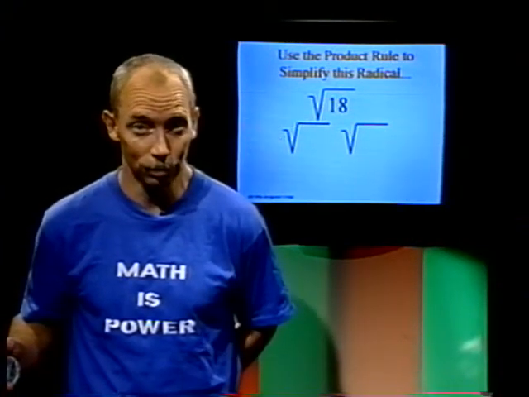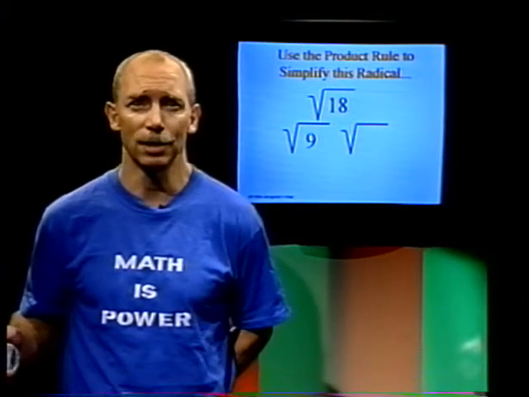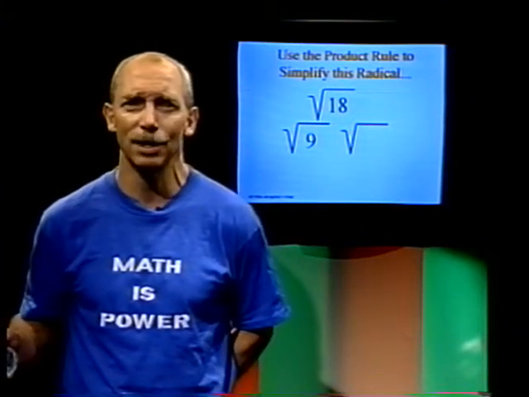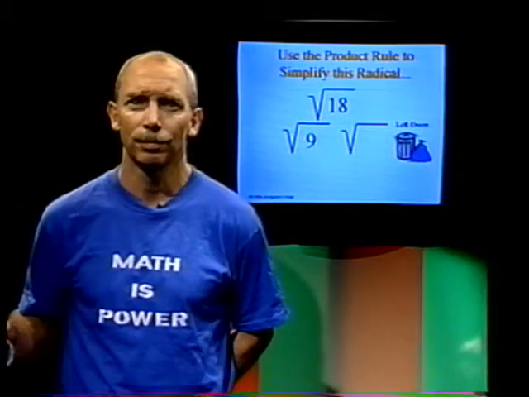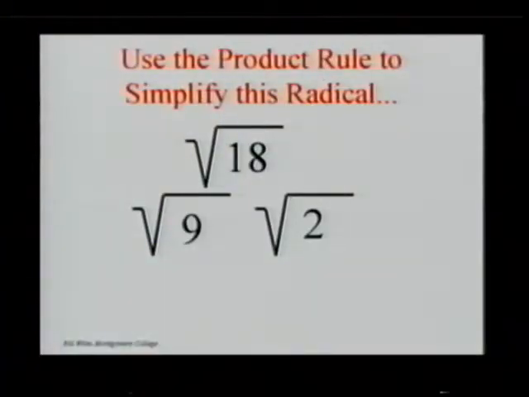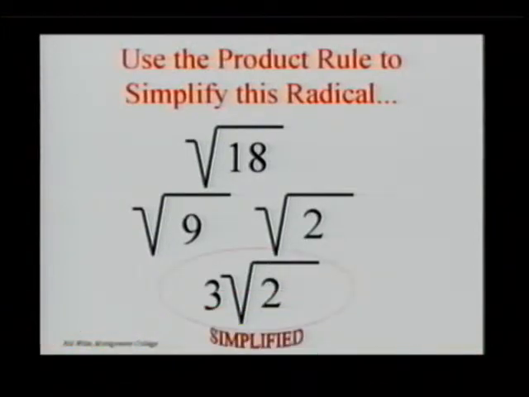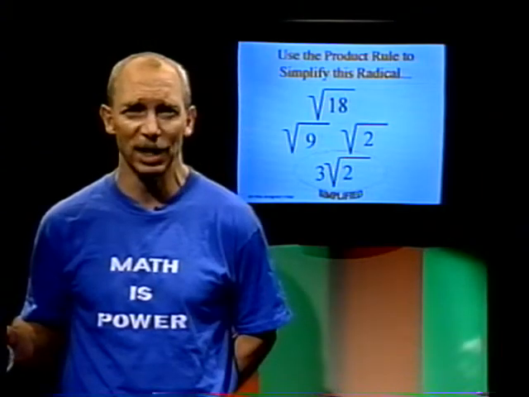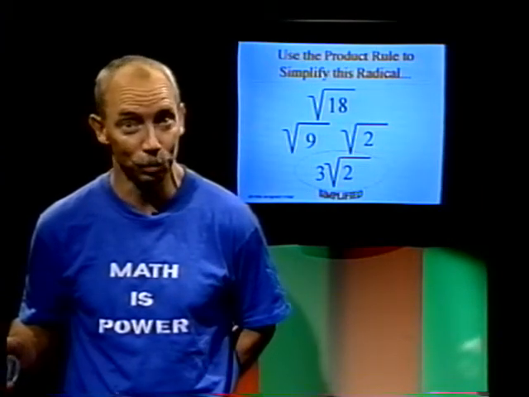We're going to use the product rule to break this into the perfect square 9, which goes into 18, and once I divide 9 into 18, what's left over is 2. Now why did I break it that way? Well, the square root of 9, I can take the square root. It's 3. The square root of 2, I can't do anything with, so I don't. And that is the square root of 18 simplified. It's written 3 radical 2. You've taken out as much exactness as possible.